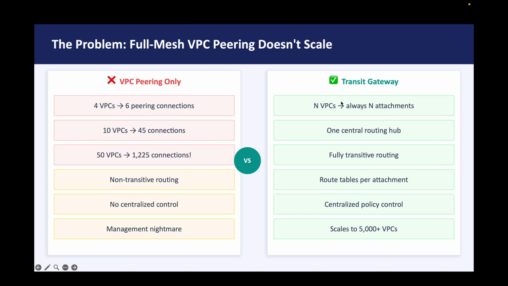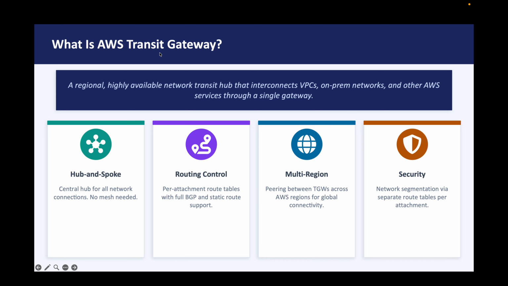In the case of Transit Gateway, with n number of VPCs, you always need just n attachments. One central routing hub. Full transitive routing, route table per attachment. Centralized policy control. Scale to 5000 plus VPCs. So next is AWS Transit Gateway.